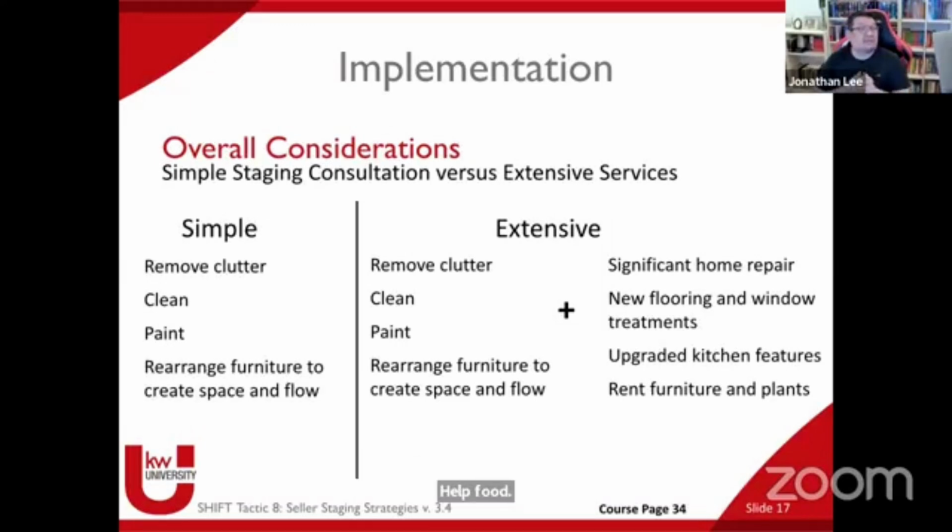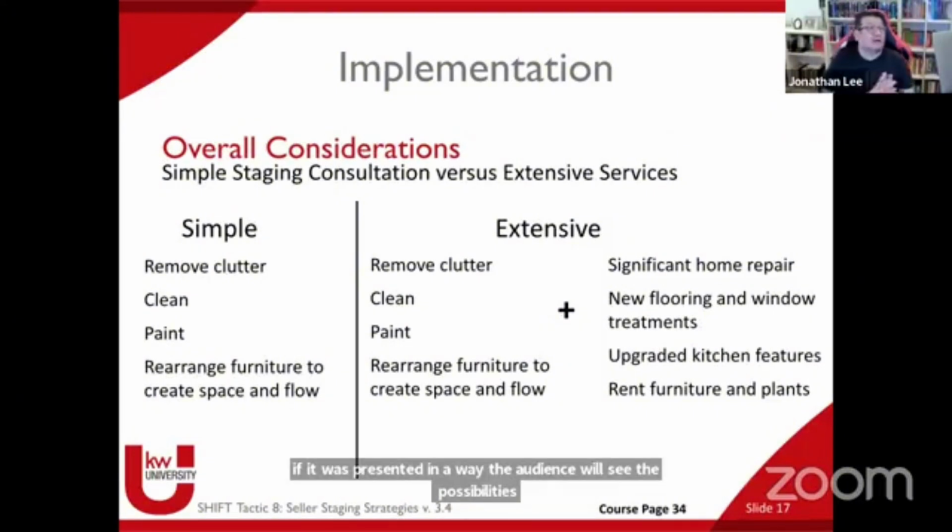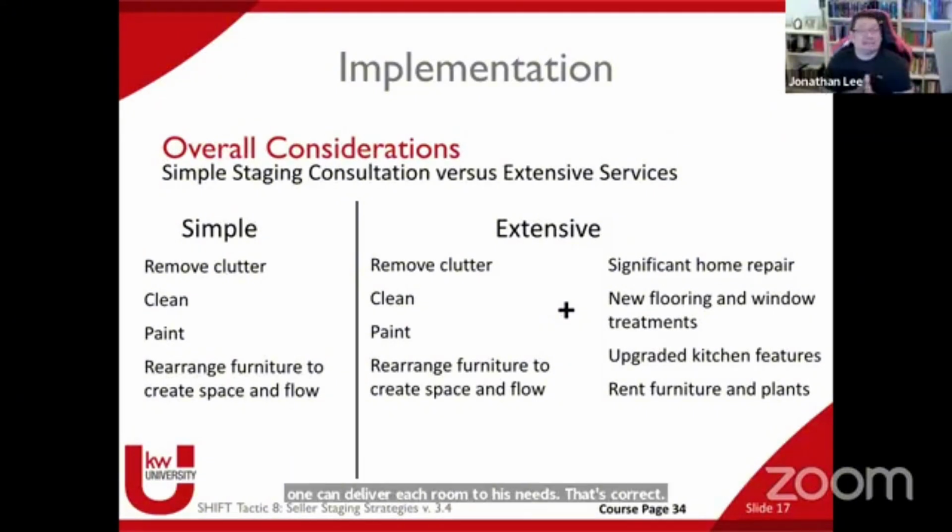Correct. If it is presented in a way the audience can see the possibilities, one can tailor-fit each room to its needs. That's correct. Yeah. Would you recommend staging an empty condo? I would definitely, yes, I would definitely do it. If I can, I would.